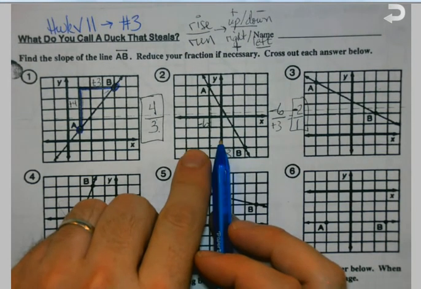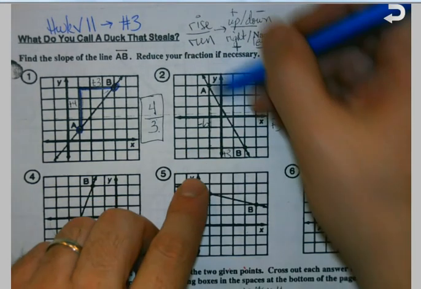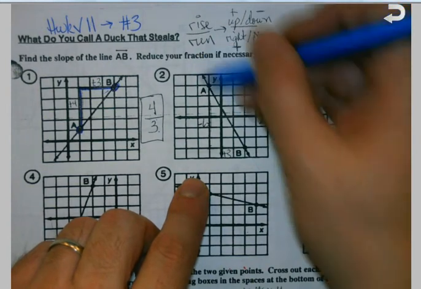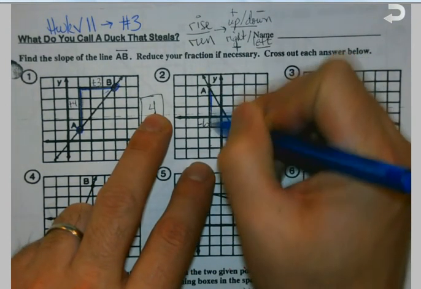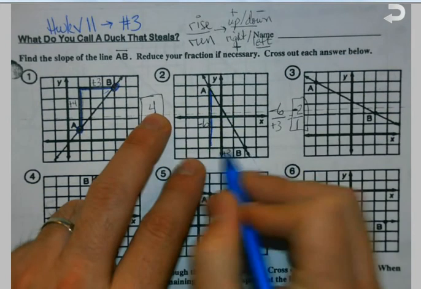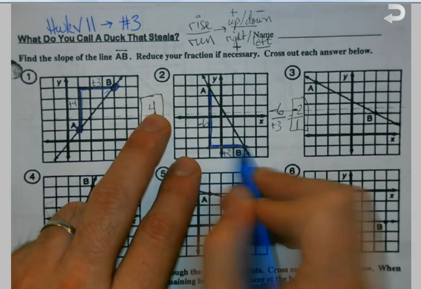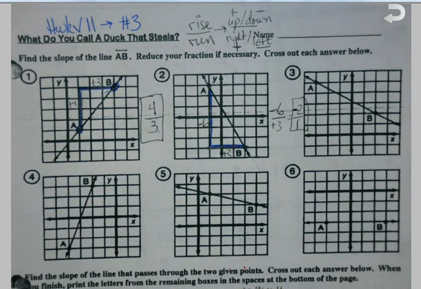Now when I look at the next one, though, I notice something right away. It's going down to the right. So I know this one's going to be negative. So in going from A to B, again, I'm going to make myself a little triangle here out of this so I can visually see what the slope's going to be.